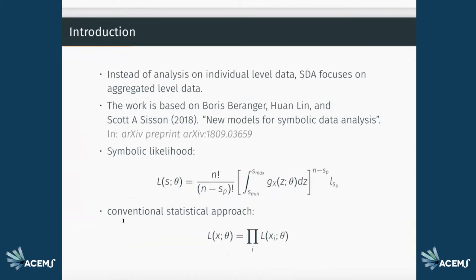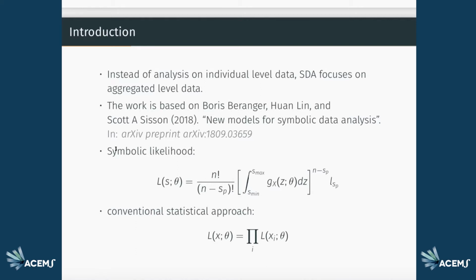The classic statistical approach for computing likelihood is to assume independence between the observations, and then take the product over i from 1 to n. So if you have 1,000,000 observations, you will do 1,000,000 computations, computing the likelihood for each individual observation. This work is based on the framework proposed in Boris' paper.